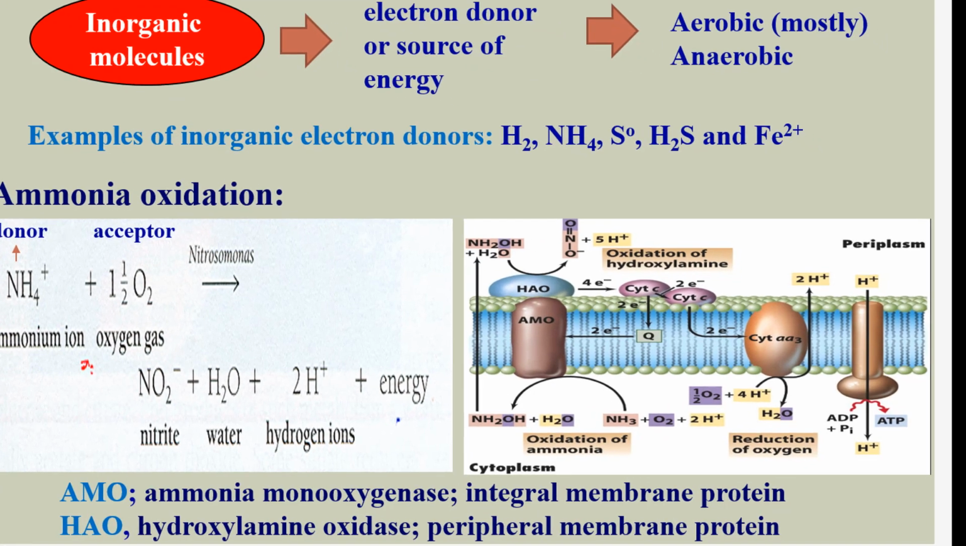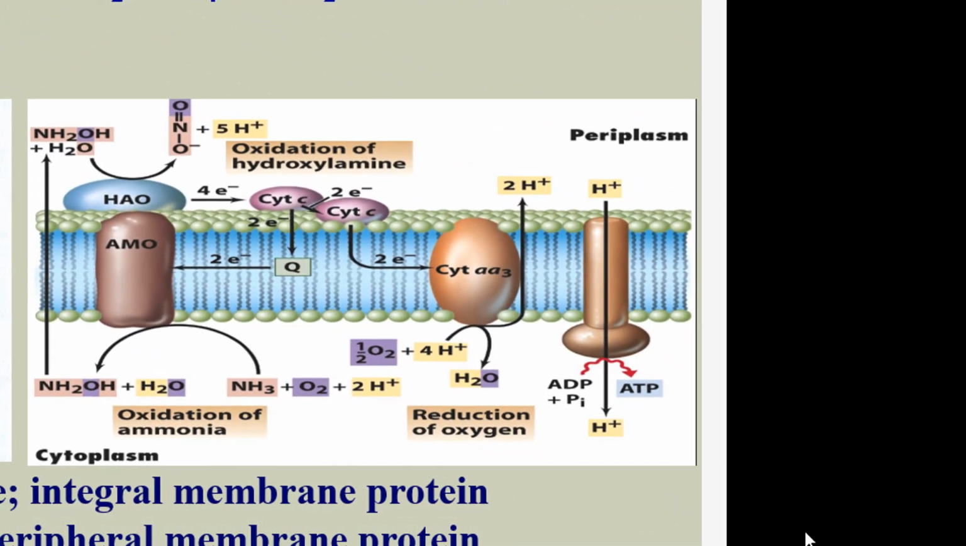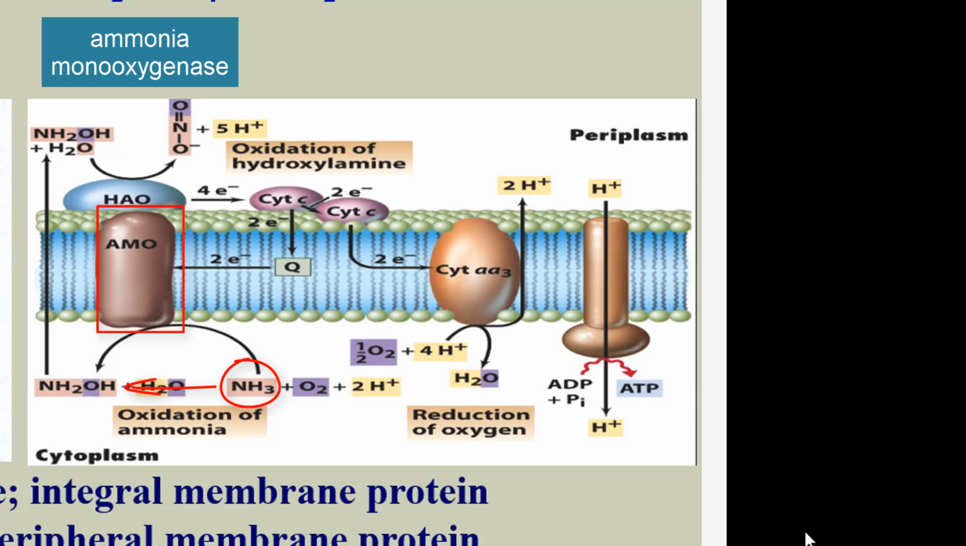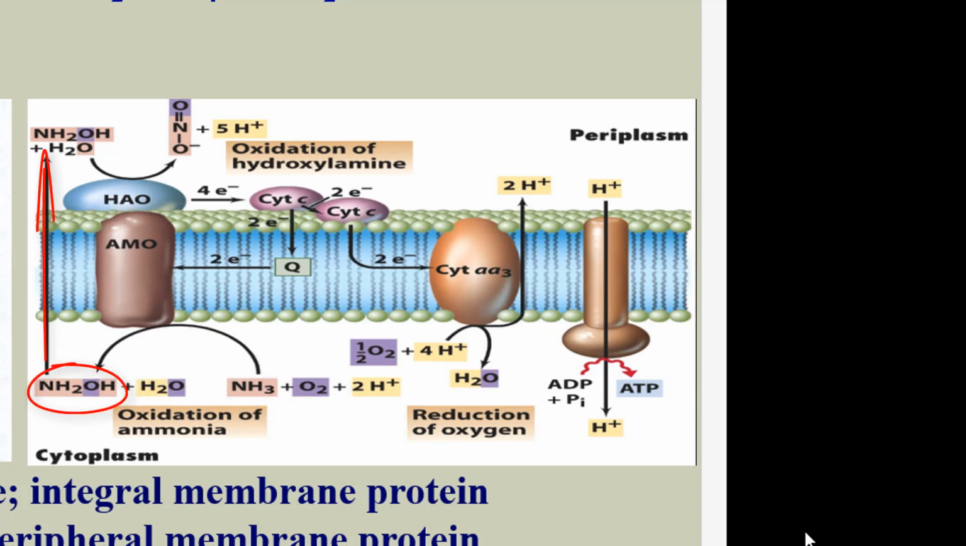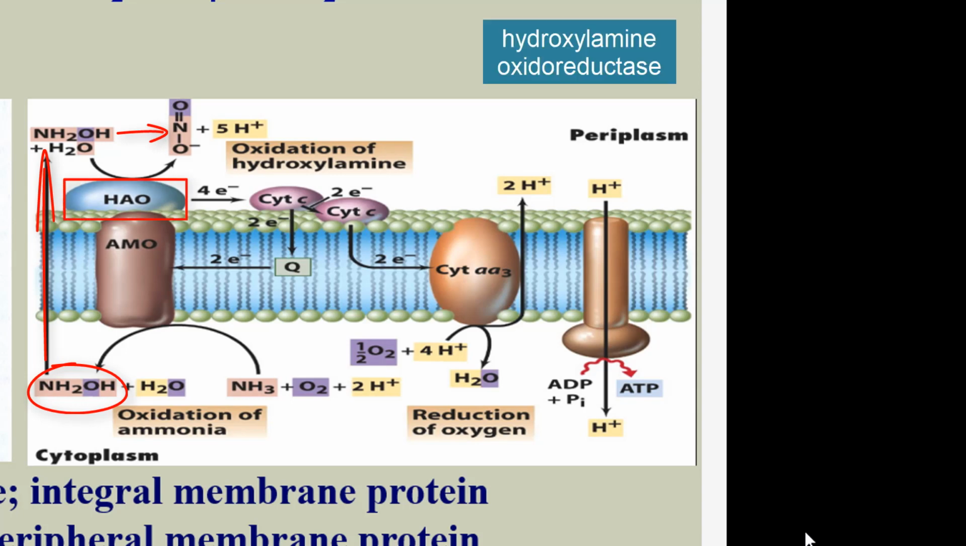The oxidation process requires the electron transport system. So here is the electron transport system of an ammonia oxidizing bacteria. So ammonia or ammonium enters the cell through the ammonia transport system. Once in the cell, the ammonia is oxidized to hydroxylamine by the enzyme AMO or ammonia monooxygenase. The hydroxylamine then leaves the cytoplasm and crosses the cell membrane, where it is further oxidized to nitrite by the enzyme HAO or hydroxylamine oxidase.